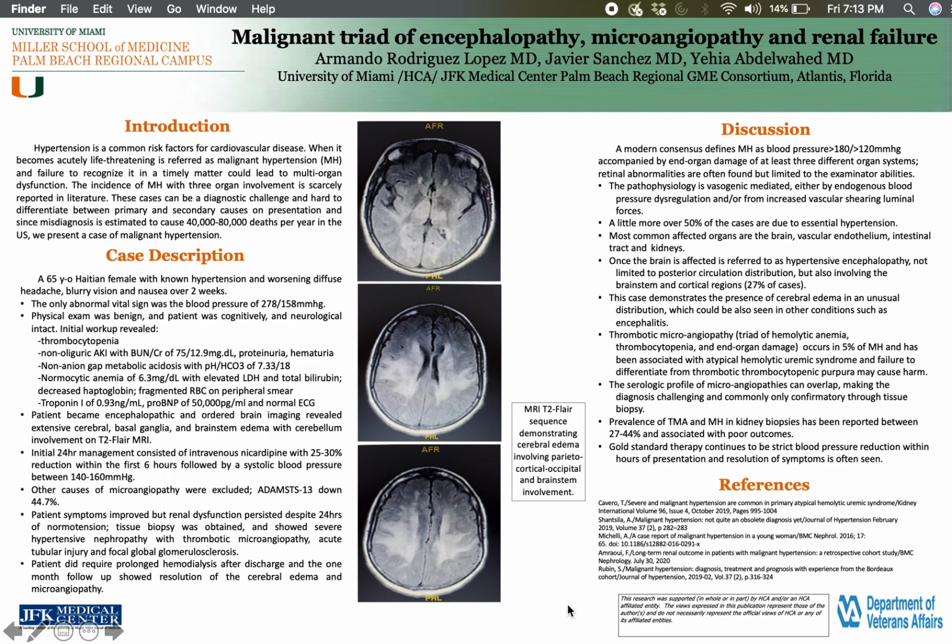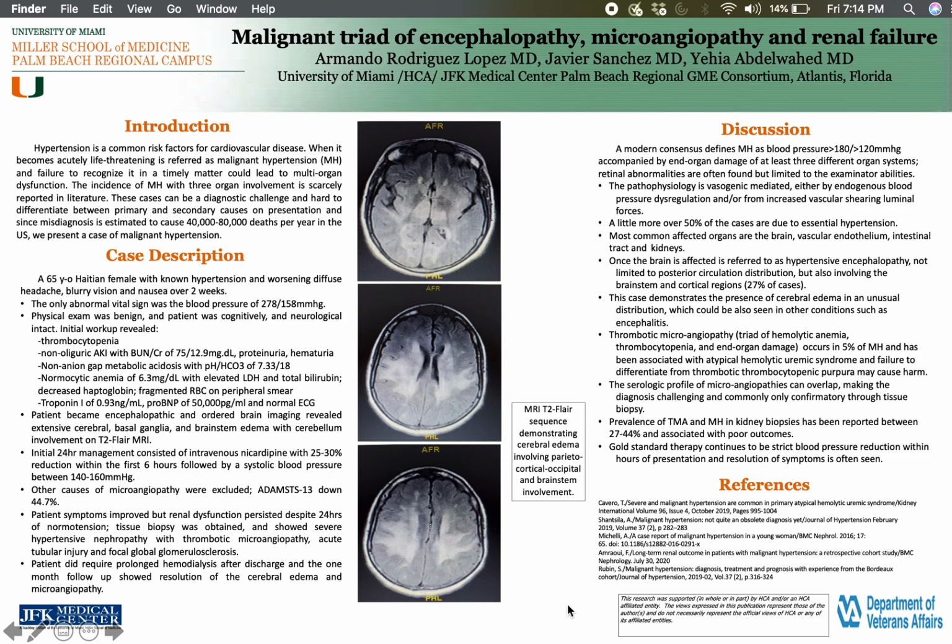Also, thrombotic microangiopathy, which is defined as a triad of hemolytic anemia, thrombocytopenia, and end organ damage, tends to occur in 5% of cases of malignant hypertension and has been associated with atypical hemolytic uremic syndrome, and failure to differentiate from thrombotic thrombocytopenic purpura may cause harm. We all know that the treatment for TTP is time sensitive and requires plasmapheresis, and this was a diagnostic challenge in this case upon arrival.